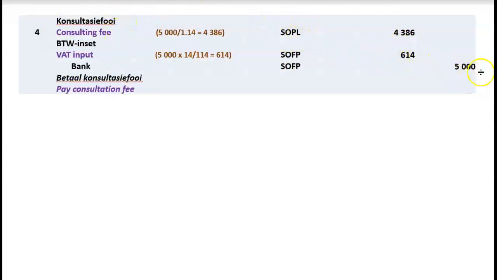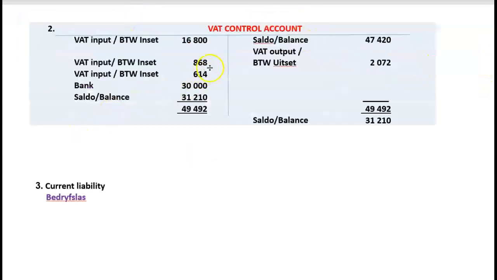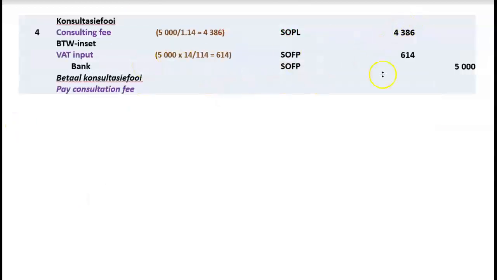I can claim the VAT included in the 5,000 Rand. So it's VAT input. So here on the debit side, 614 Rand. And then in total, the entity has paid 5,000 Rand for the services that you have rendered. So 5,000 Rand, credit bank, and that obviously will be the amount that you're going to receive.